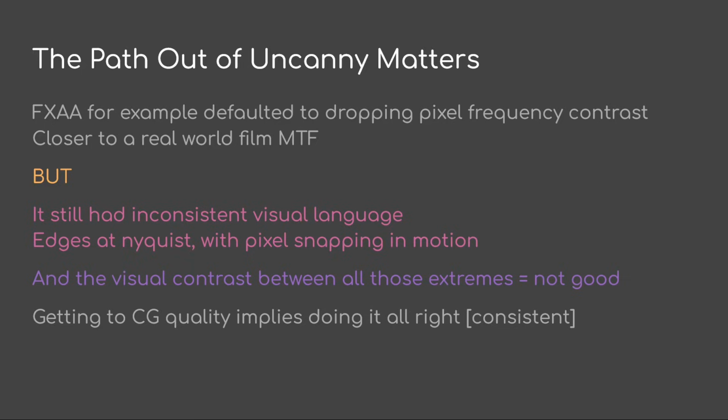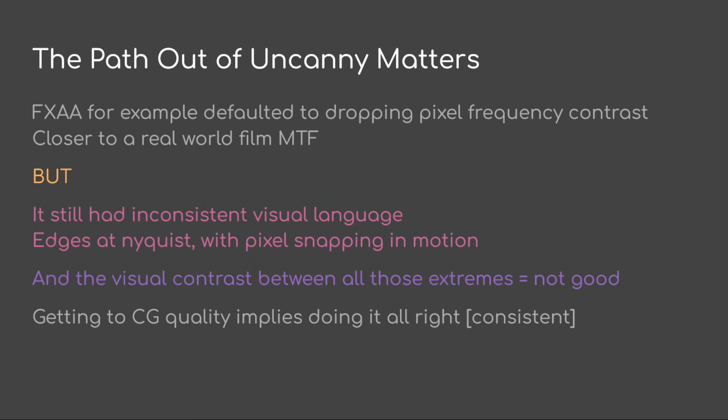I'd also say that the path out of the Uncanny Valley actually matters a lot. For example, with FXAA, it defaulted to dropping pixel frequency contrast. This was closer to a real-world film MTF in theory, but in practice it had extremely inconsistent visual language. Edges were actually still at Nyquist, and then inside textures they were slightly below Nyquist, and then subpixel detail still was pixel snapping in motion. The visual contrast between all these extremes did not look that good, in my opinion.